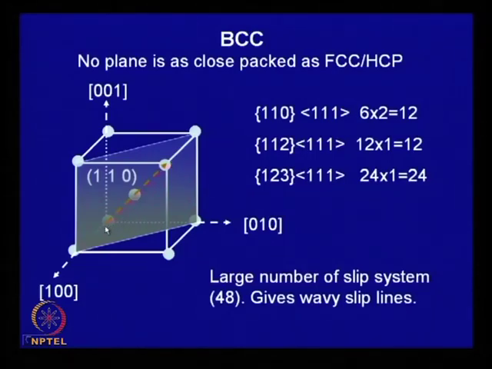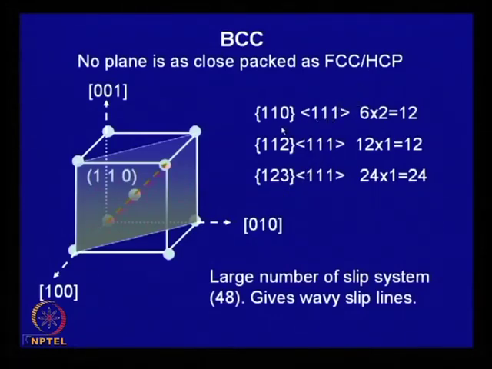Now, you have to find out how many combinations of this 1 1 0 plane and 1 1 1 direction there are. You will be able to show easily there are 6 1 1 0 planes, and in each, like in this case, one diagonal is this, if you join this, another diagonal is this, so there are 2 1 1 1 directions. So, you have 12 slip systems of this type.